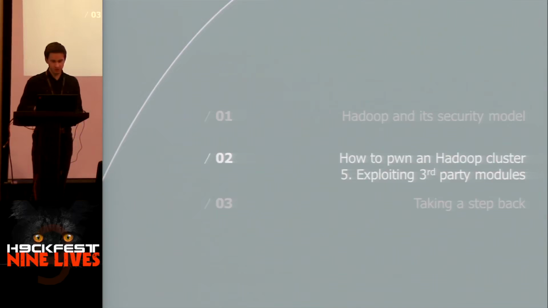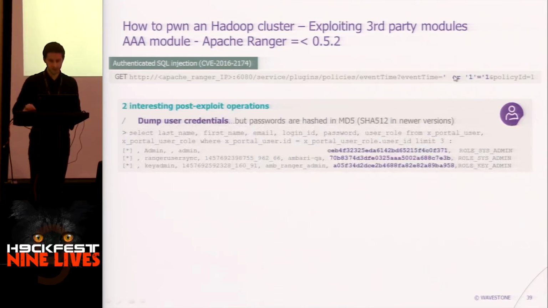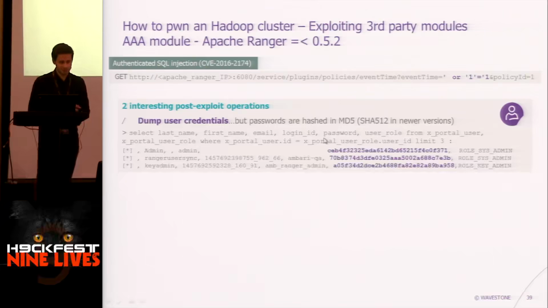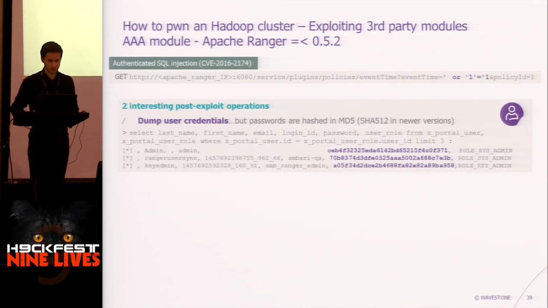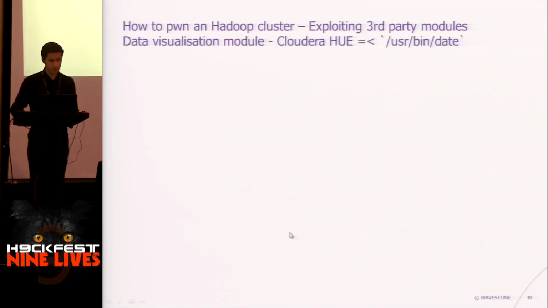Then, if this kind of vuln is not sufficient, you have to attack third-party modules. Apache Ranger security module, the only security module ever vulnerable to this complicated vulnerability in 2016. So for post-exploit, you can dump user credentials. That's good, but not really interesting. Or just dump the session cookies and steal them and impersonate the people. That's better, I don't have to crack anything. I don't want to waste energy for the planet, so just reuse the cookie. Again, Apache Ranger is a security module.